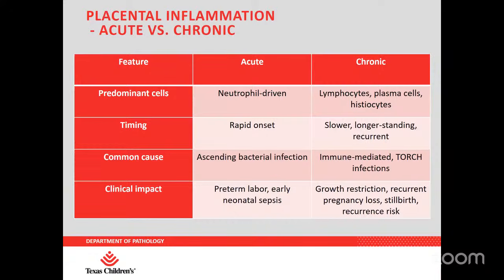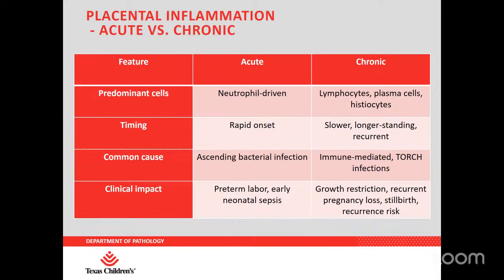Now, when we talk about placental inflammation, it really falls into 2 main categories. First, acute inflammation, which is typically neutrophilic and most often infectious in origin, has a classic example of chorioamnionitis from ascending bacterial infection.